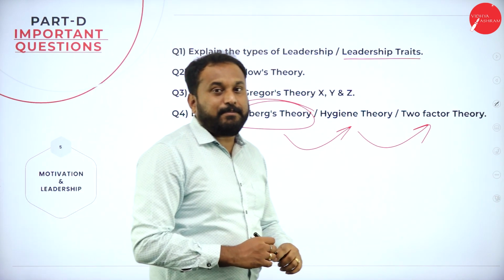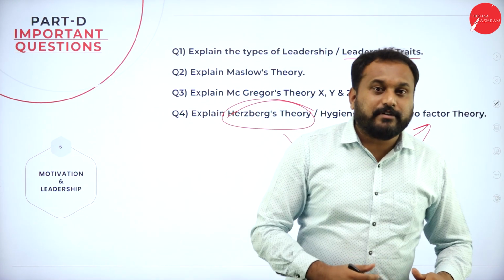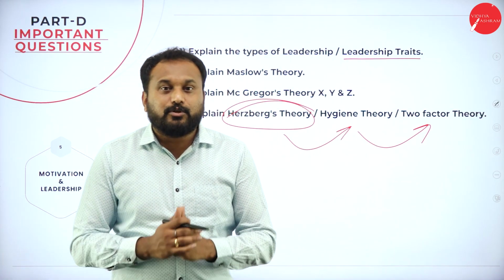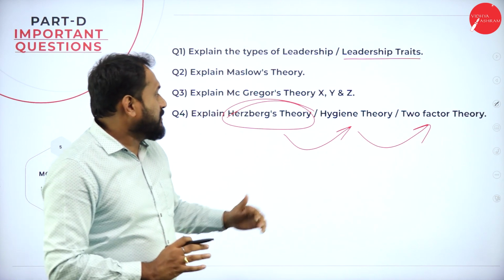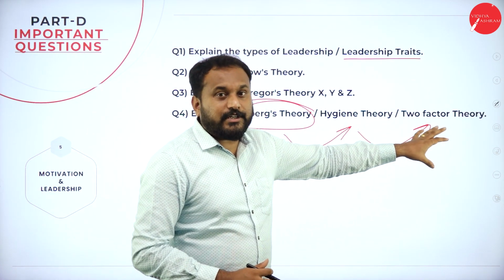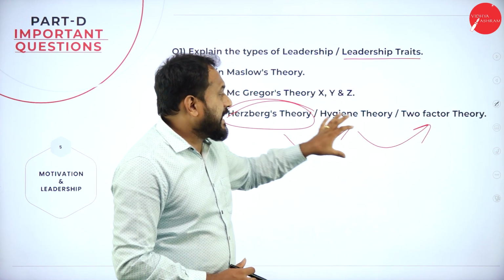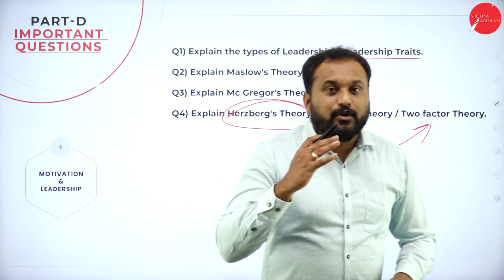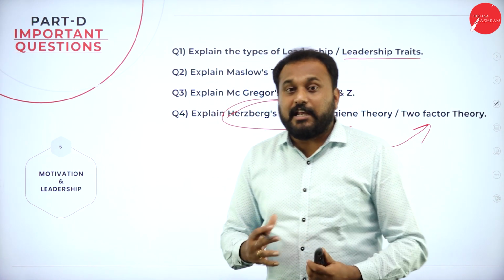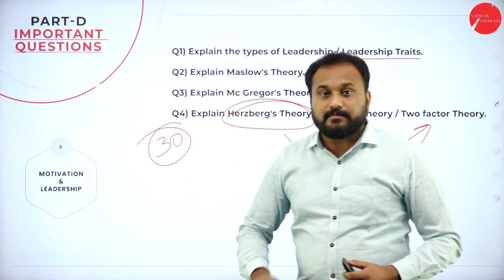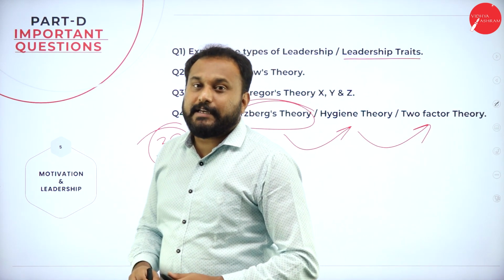In that question paper, you got something like explain the motivation of 2-factor theory, or explain 2-factor theory. Now you are in a confusion. Let me tell you, Herzberg's theory is famously known as the 2-factor theory, as well as the hygiene theory. You are supposed to stick to those, because if I am ready with 4 to 5 questions, I can get 30 marks in the motivation chapter. This is how you people can go with it.